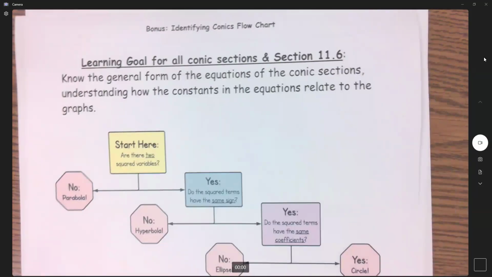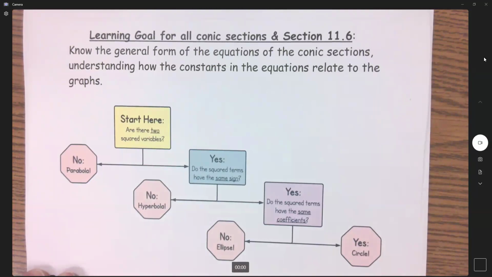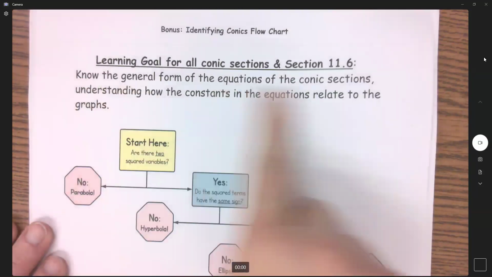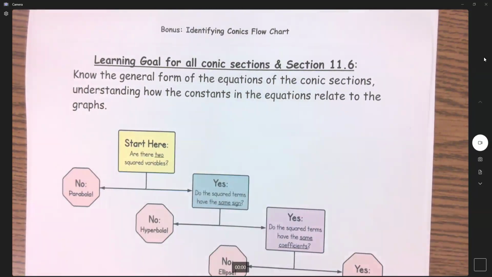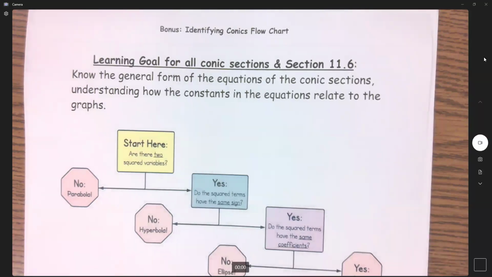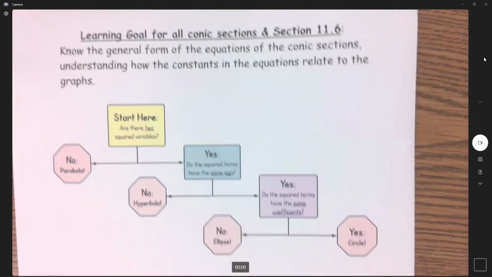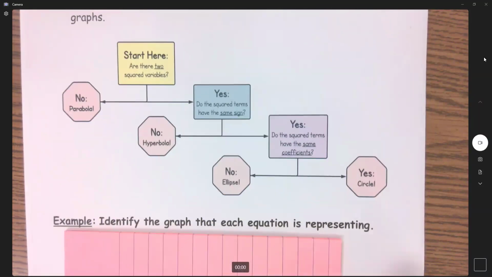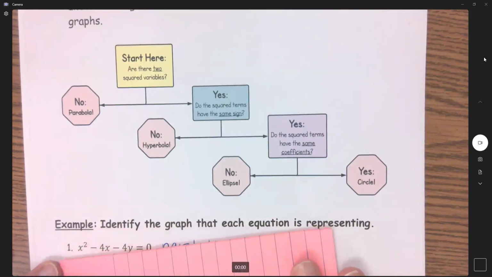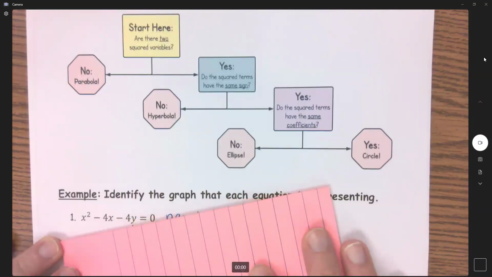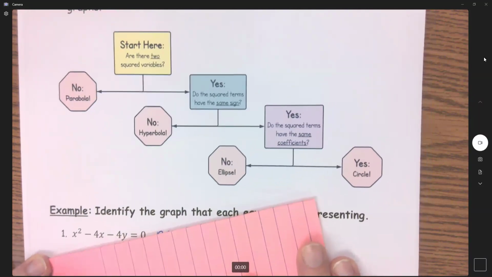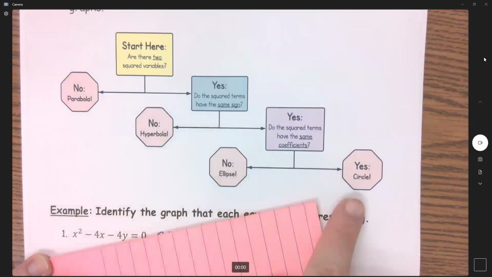Turning to page 229, here is that learning objective: know the general form of the equations of the conic sections, understanding how the constants of the equation relate to the graph. I'm going to do these first two, which will leave you 3 through 7 to do on your own. You're going to pause the video and check your answers. On this first one, we have x squared minus 4x minus 4y equals 0. I want to know, is it a parabola, a hyperbola, an ellipse, or a circle? So use this flow chart.